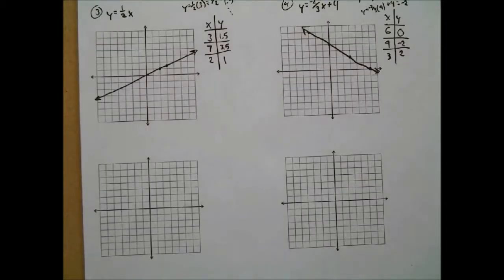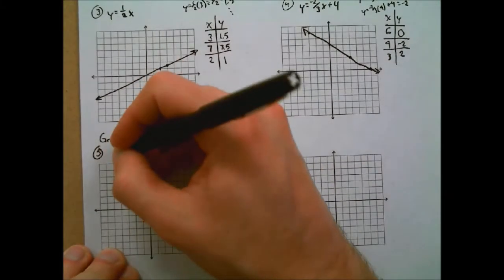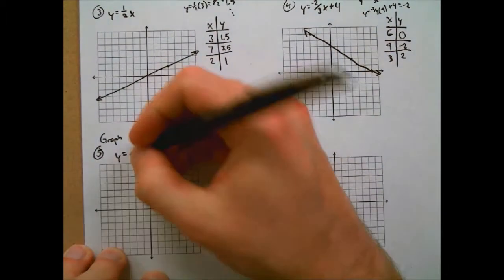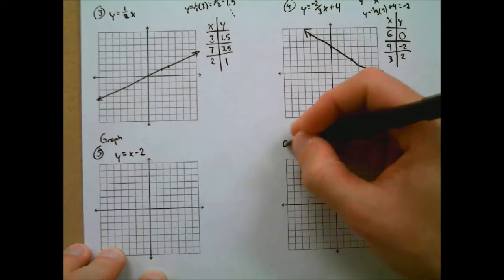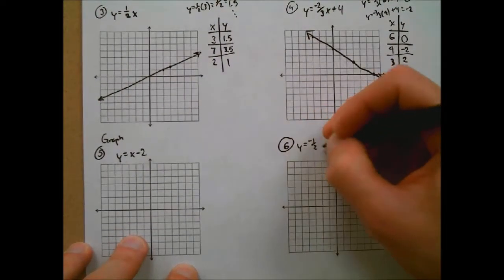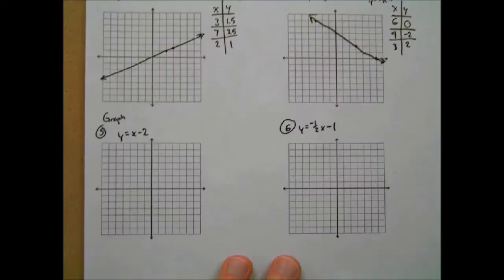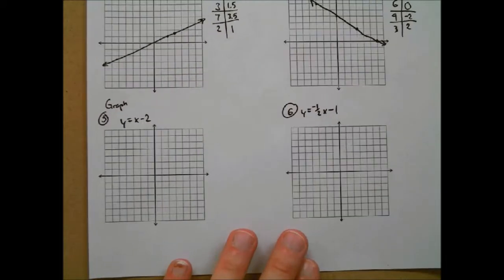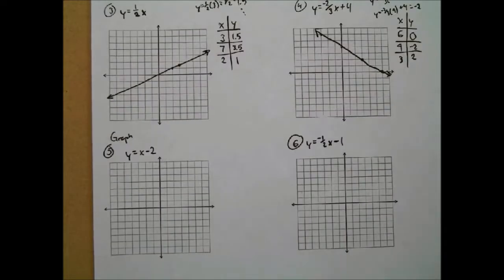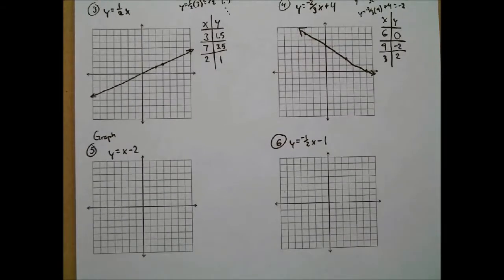I would like you to try. So you guys graph these both. Graph y equals x minus 2 and graph y equals negative 1/2 x minus 1. Okay, so graph those 2. Go ahead and graph those 2. I'll leave up the first ones that we got so you can remember what you're supposed to do here. Table, plot the points, connect the dots.